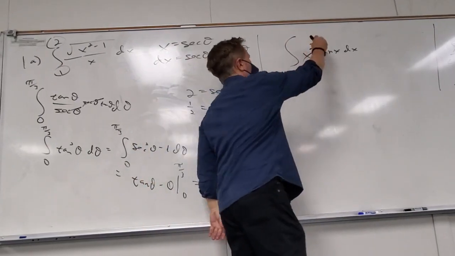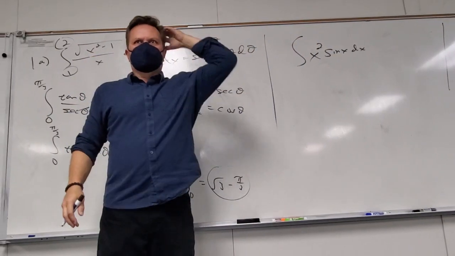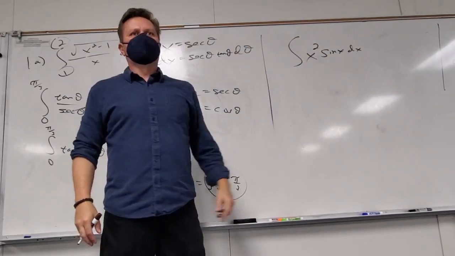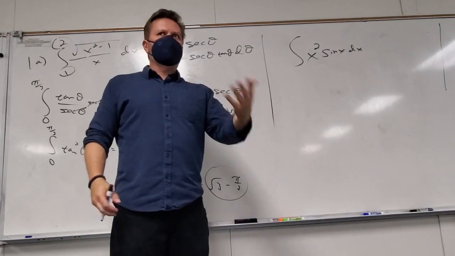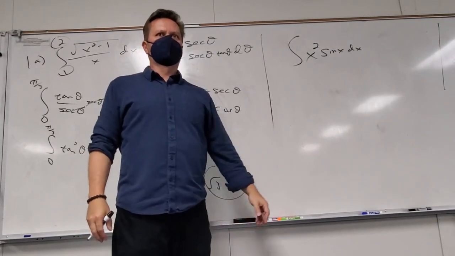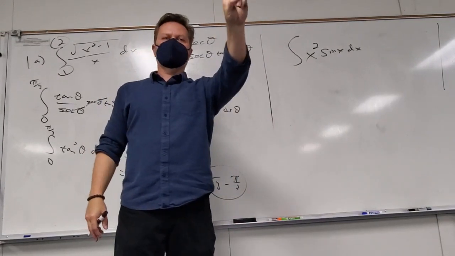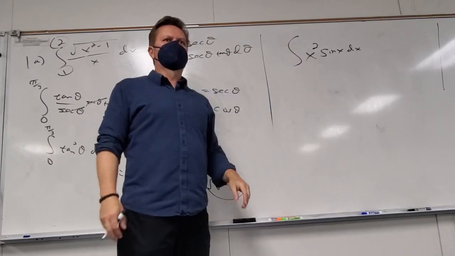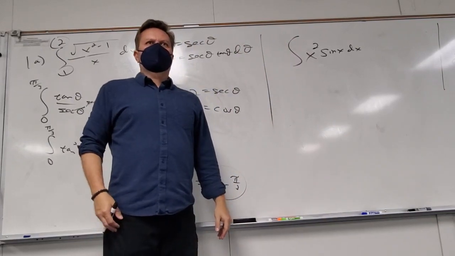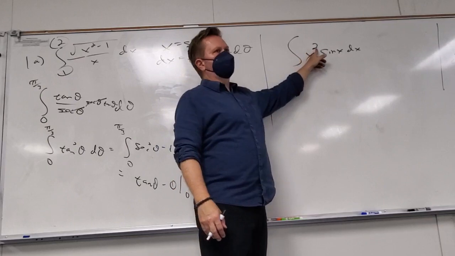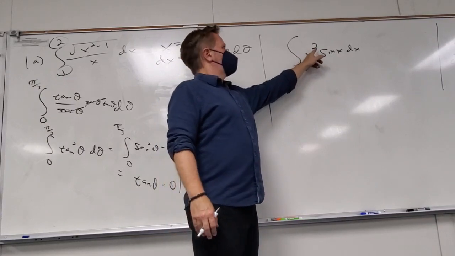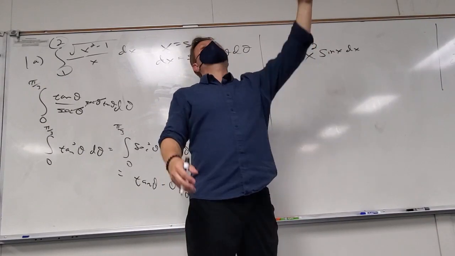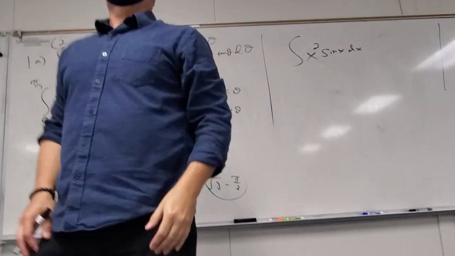What if it was this? What if it was squared instead? Still by parts. I just have to do it twice, because I want it to die, so I have to do it twice. So it's like progressively harder levels. This is only a second degree problem. In a third degree, I have to do integration by parts 3 times. Okay.